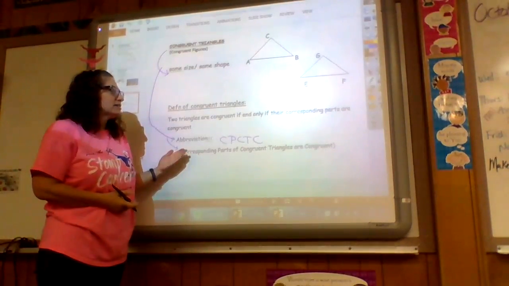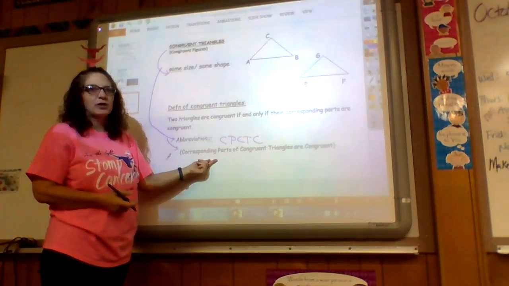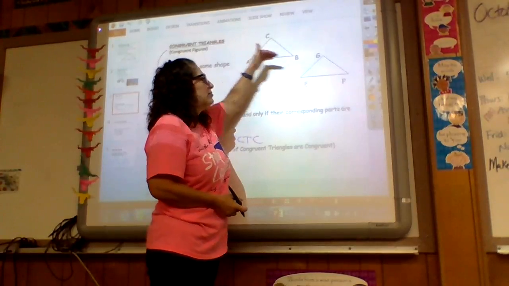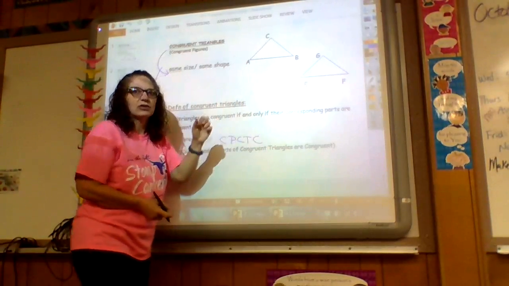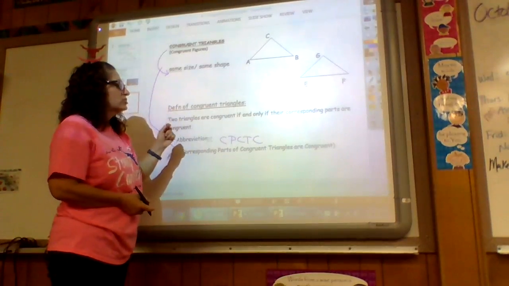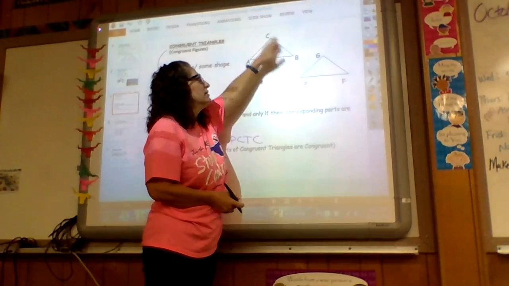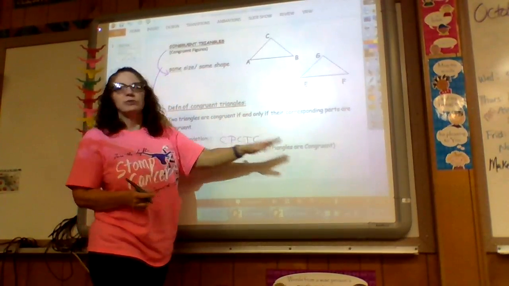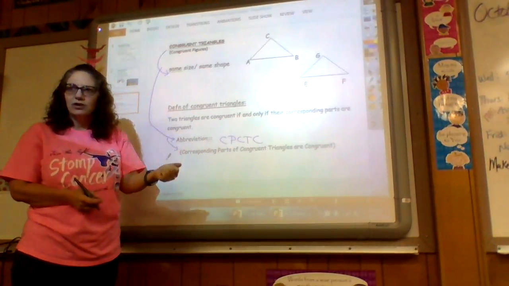What that means is in two different triangles, you have 6 sets of corresponding parts. You have 3 sides, AC to GE, AB to EF, and CB to GF that are corresponding. They're in the same position. They should be congruent. You have 3 angles, A to E, C to G, B to F, that are corresponding, that should be congruent. And if you have all 6 parts, then you should have congruent triangles.